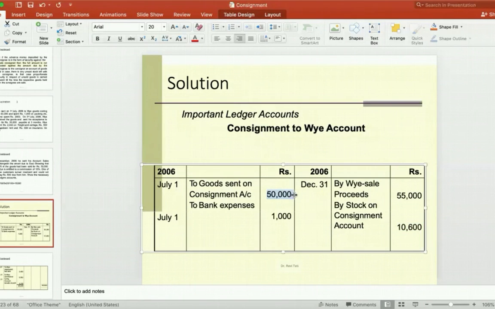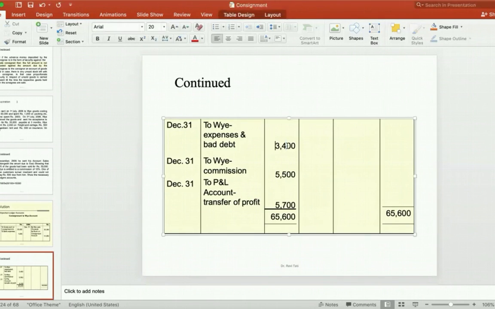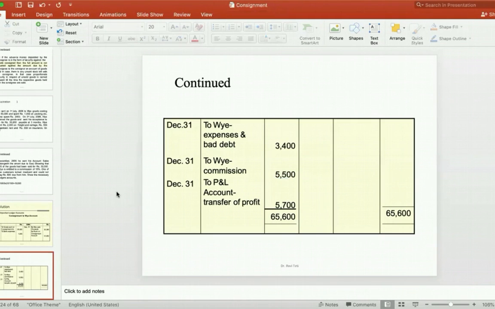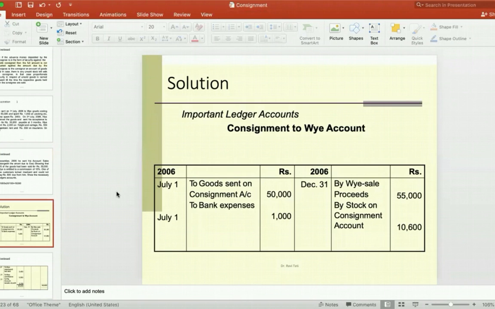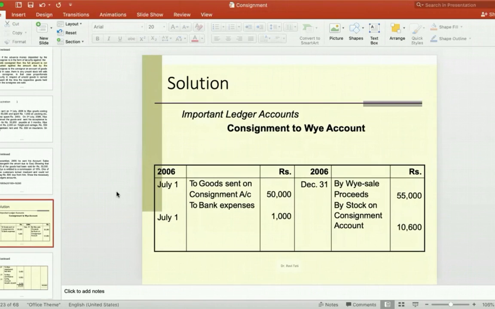The first item on consignment is goods sent on consignment. Then all expenses of the consignor. Then you will come to all expenses of the consignee and the commission of the consignee, all types of commission. These are the debit items: goods sent on consignment, first item; expenses of the consignor, second item; expenses of the consignee, third item; commission of the consignee. Now if you look at the credit side, sales, that is the consignee's sales, first item. Second item, leftover stock.